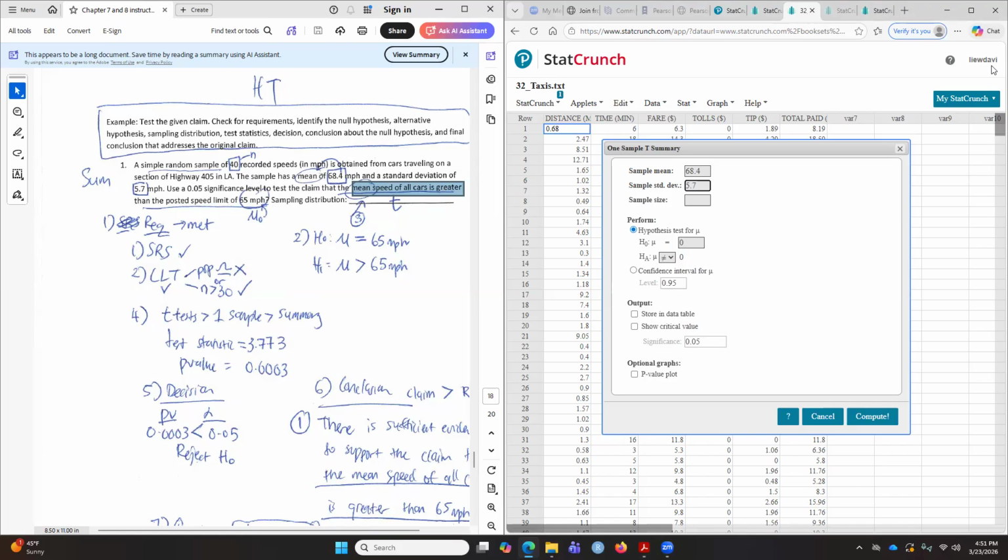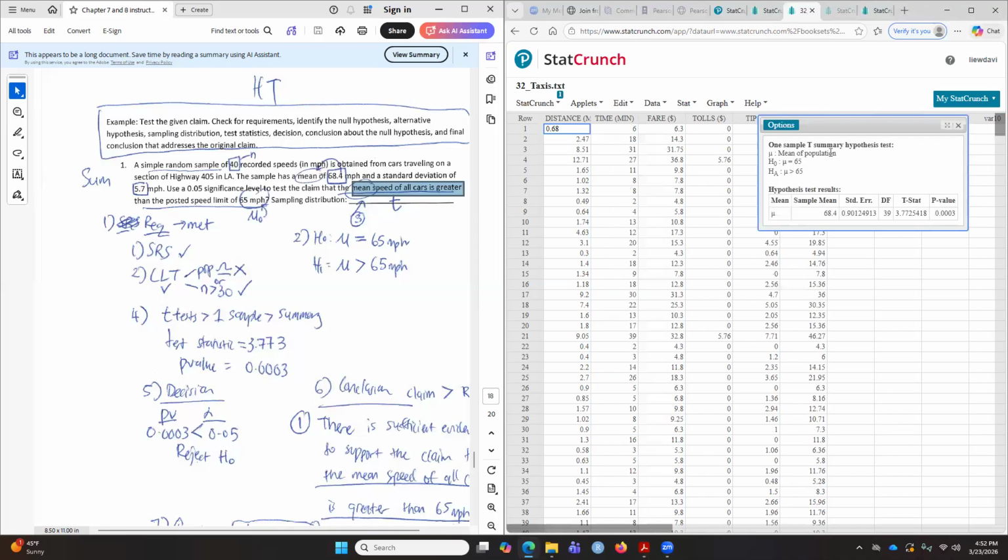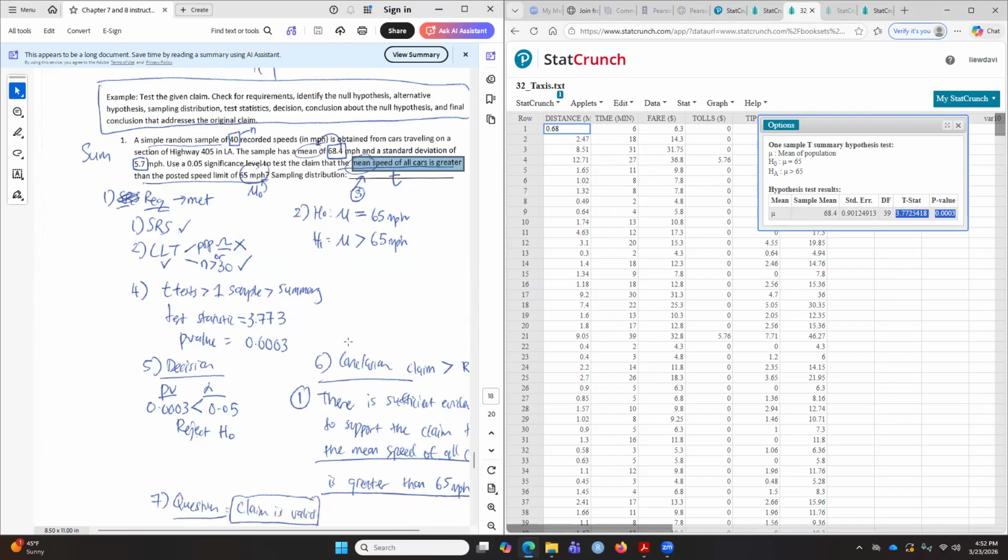The sample size is 40 cars, and they're asking about 65 miles per hour. The claim statement says greater than, so this has to be greater than. When you hit compute, again, this matches step 2, the null and alternative statements. You find that your test statistic is 3.773 and the p-value is 0.0003.